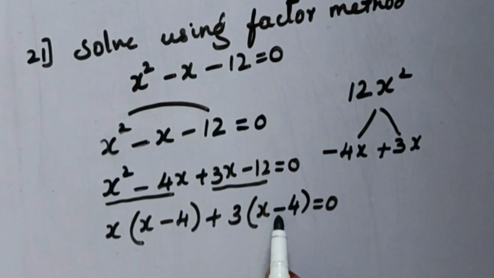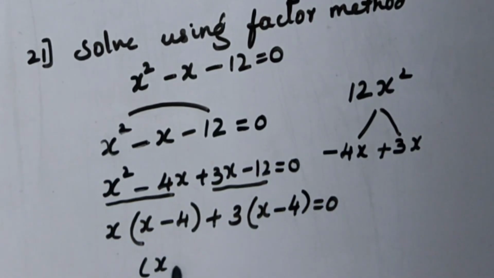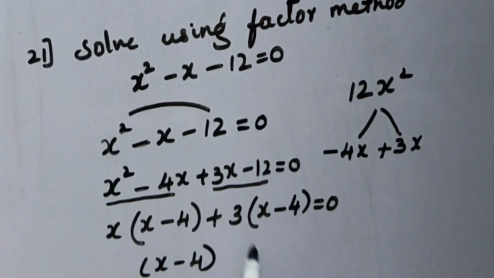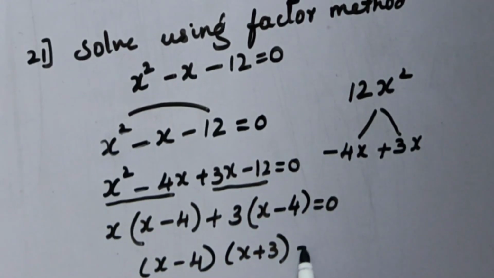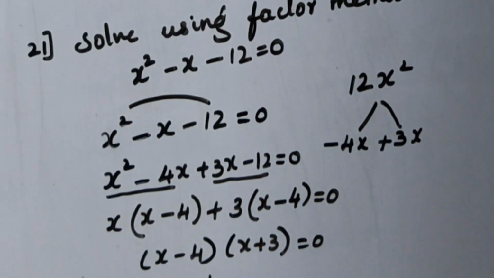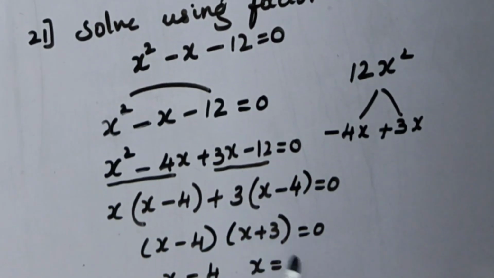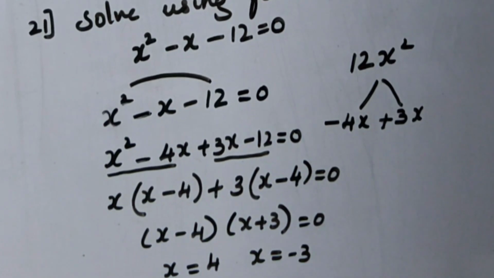Now as you can see, the bracket is common and leftover terms are x plus 3. Okay, you can even write x plus 3 equals to 0. So x equals to, if it is minus, it becomes plus. X equals to, if it is plus, it becomes minus. Okay, these are the values of x.